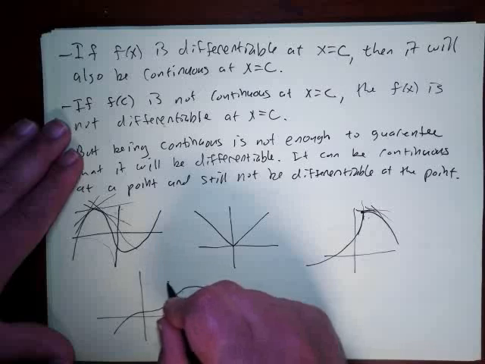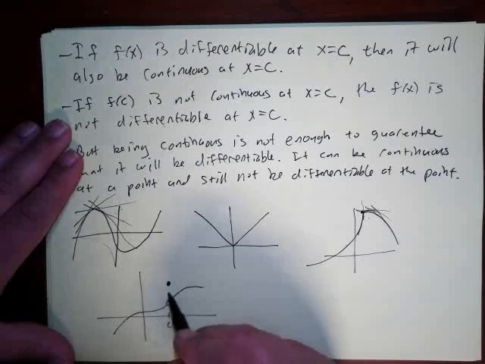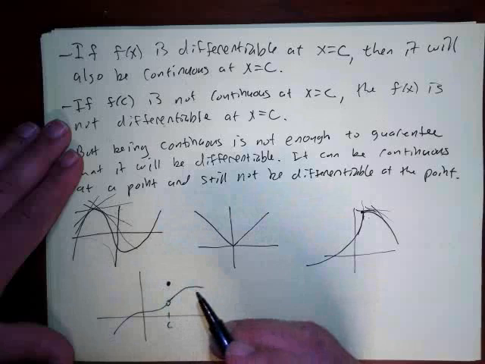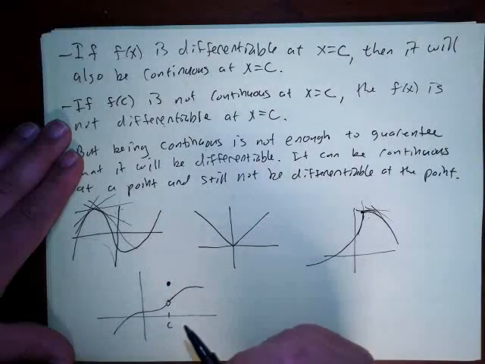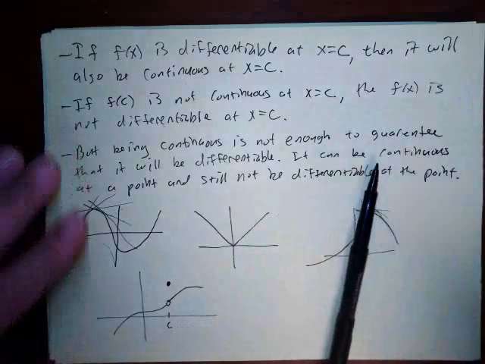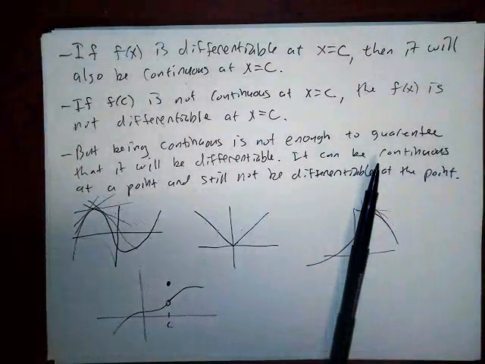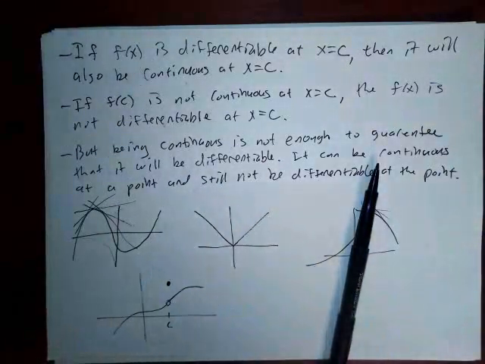Or if you had it defined at another point here, then again it is not continuous and would not be differentiable, but if I moved the point down there and filled in the hole, then it would be continuous. And there's a picture that your book has of some of these examples. Let's see if I can find it.